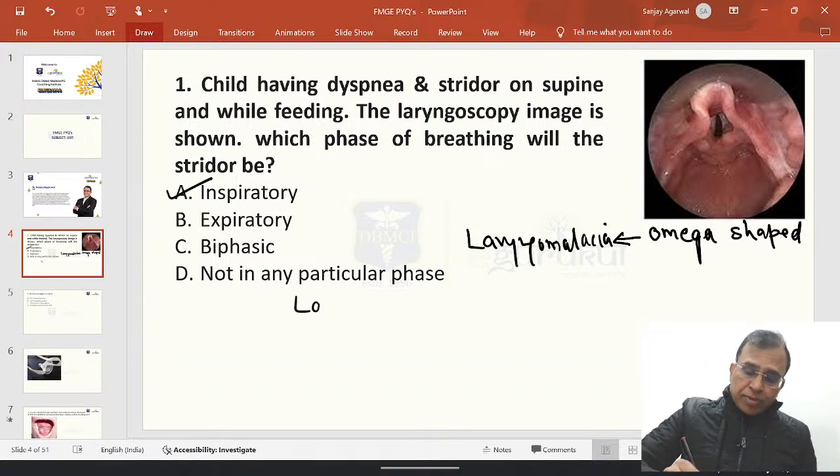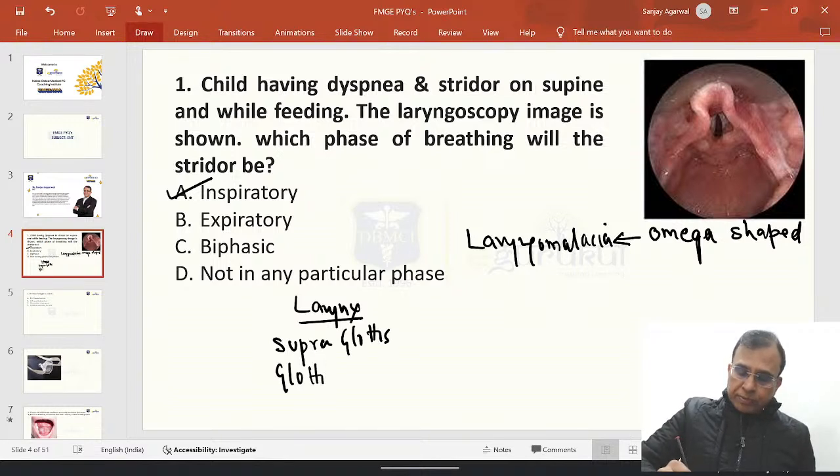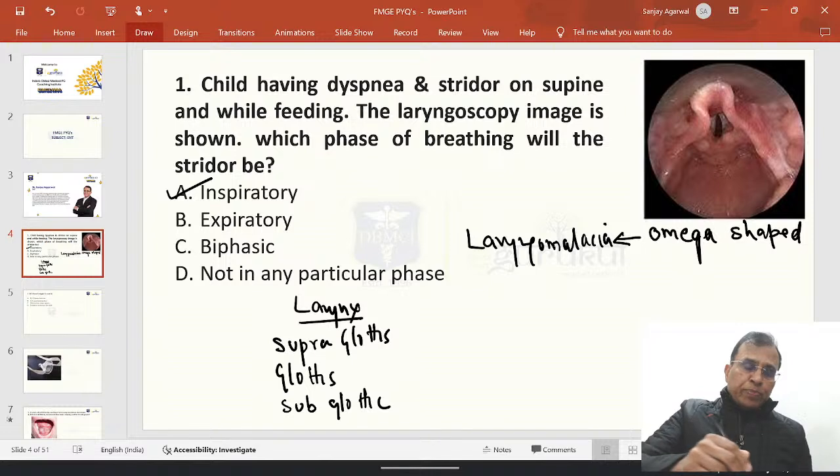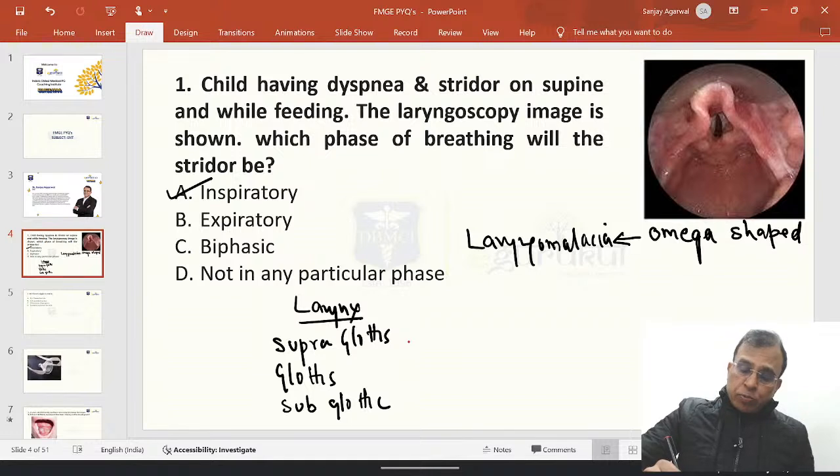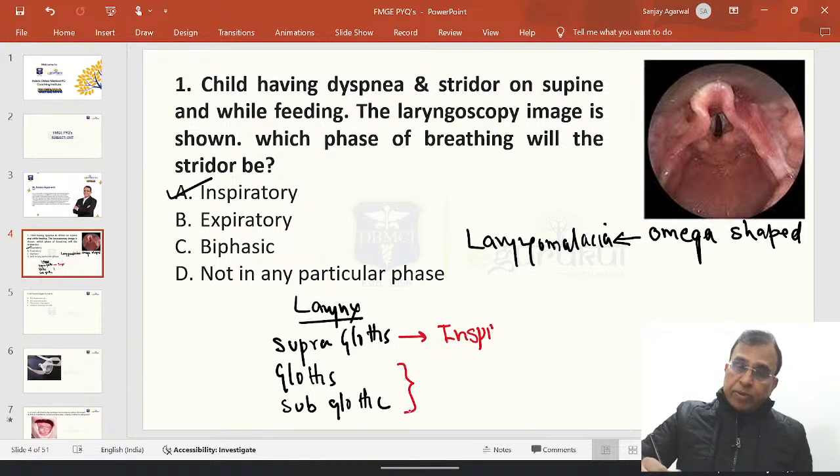Now larynx has three parts. There is supraglottis, glottis, and subglottis. Now depending on which part of the larynx has a problem, the different phase of the breathing will have stridor. If a supraglottic problem causes stridor, it is inspiratory stridor, and these two, that is glottic and subglottic problems, will either cause biphasic, meaning during expiration as well as inhalation, or expiratory stridor.